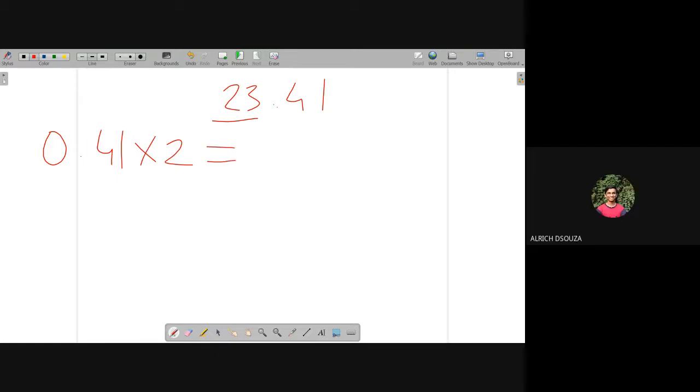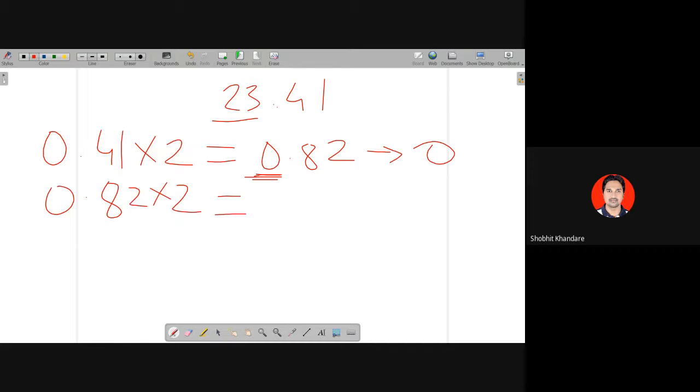0.82. 0.82। इसमें हमको इंटरेस्टेड है। अब जैसे सक्सेसिव डिवीजन में हम इंटरेस्टेड थे रिमाइंडर में, सक्सेसिव मल्टीप्लिकेशन में I am interested in integer only. So you can write down here 0. So 0.82 multiply by 2. Tell me the answer.